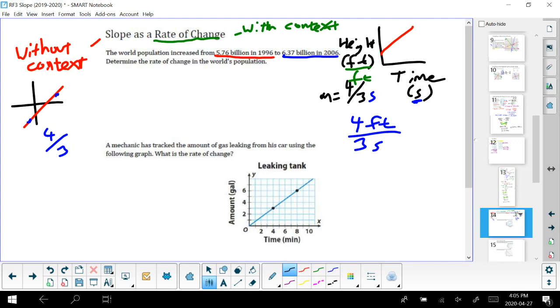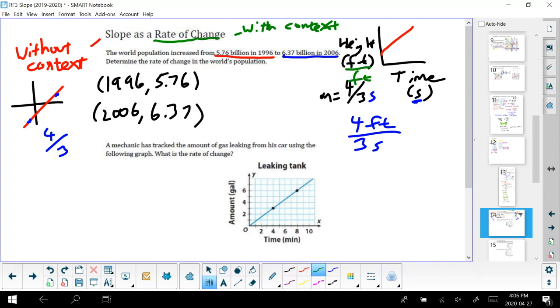So if I were to pull two pieces of data from there, and we usually use our time as our x value or our independent variable, we can pull two pieces of data. The first one being that in 1996, we have 5.76 billion people. And then in our second data point, in 2006, we went up to 6.37 billion people. So we can label our x1, y1, and our x2, y2 for each of those two data points. And let me move some of this older stuff out of the way.